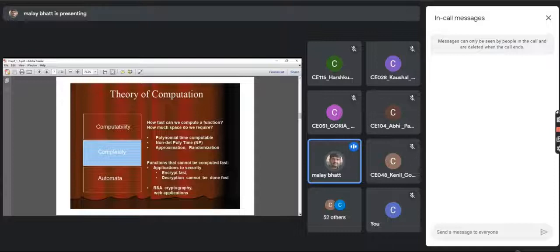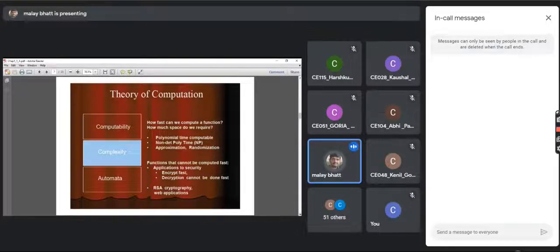So it is polynomial time computable. Can we solve the problem in deterministic polynomial time like n square, n cube, n raised to 4? That is known as a polynomial time computable problem. Another is the non-deterministic polynomial time computable problem, which you have already studied. Others are approximation algorithms, which you have also studied in advanced algorithm, and randomized algorithms, like randomized quick sort. All of this comes under complexity, the time complexity of these algorithms.